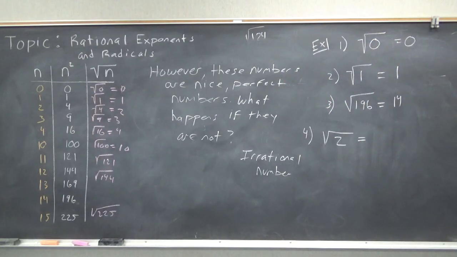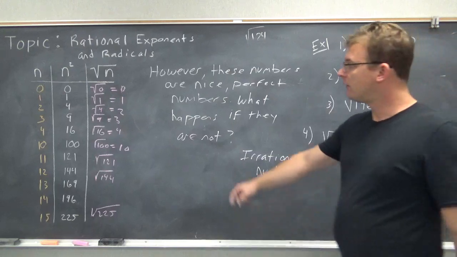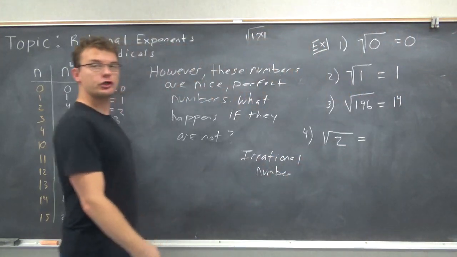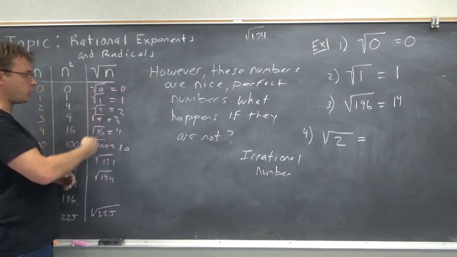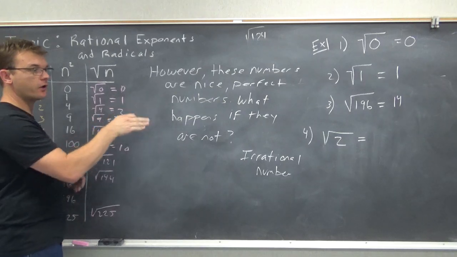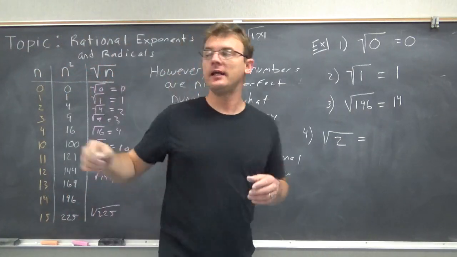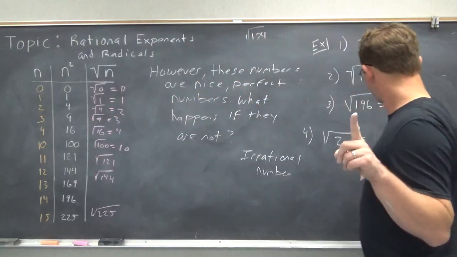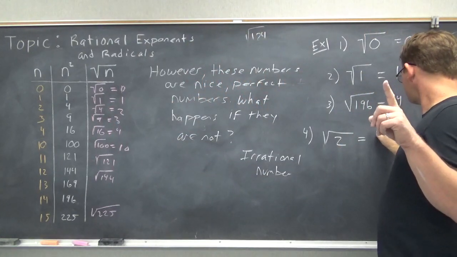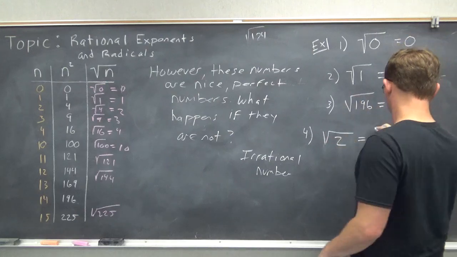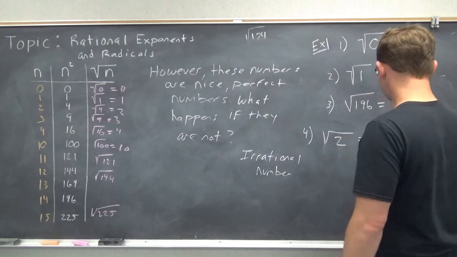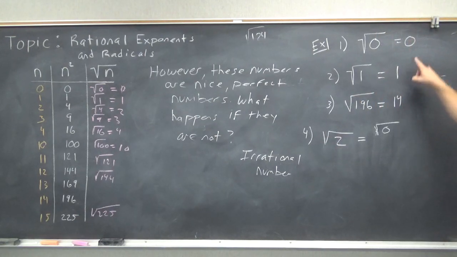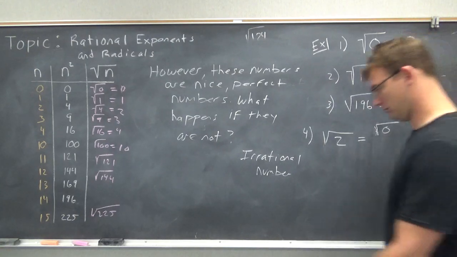So how do we get this number? Well, first off, where does the square root of 2 fall in between here? Well, let me ask you something. What's the square root of 0? 0. What's the square root of 1? 1. Okay.